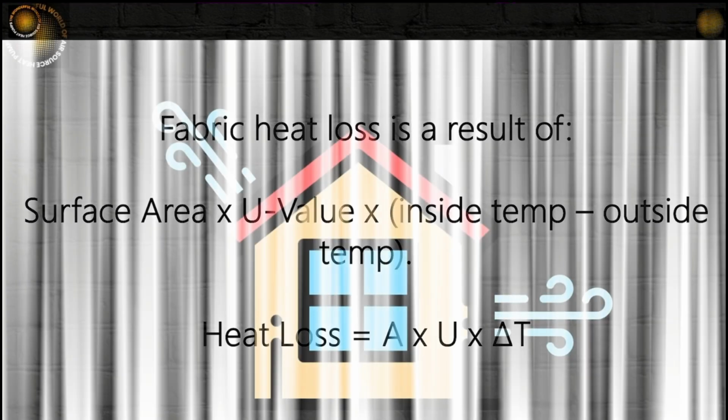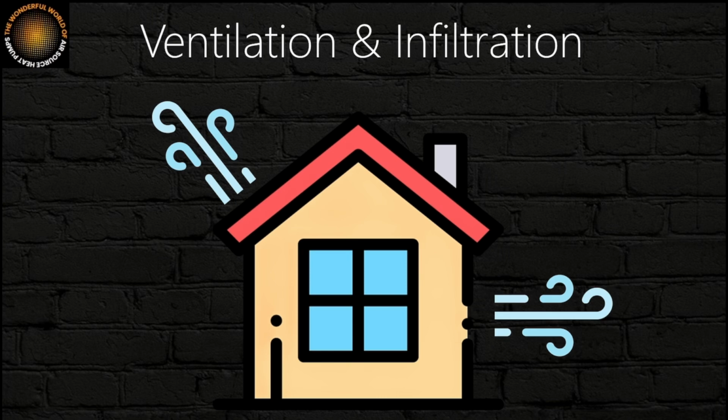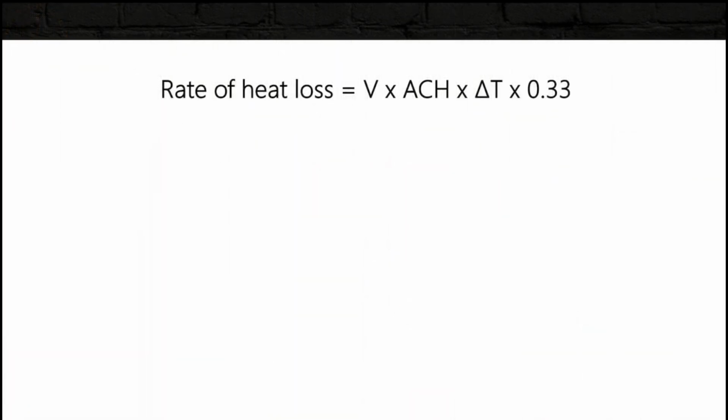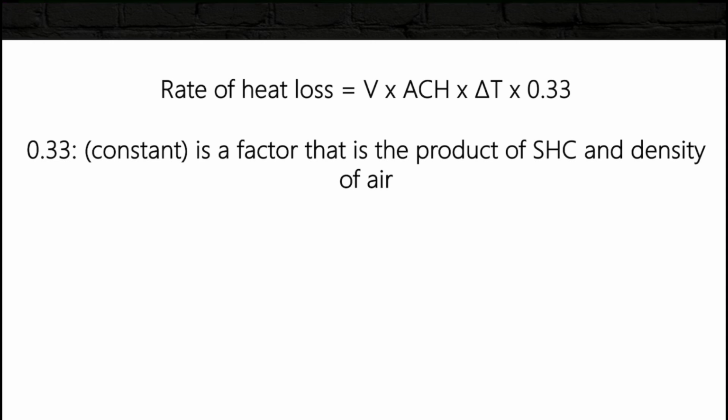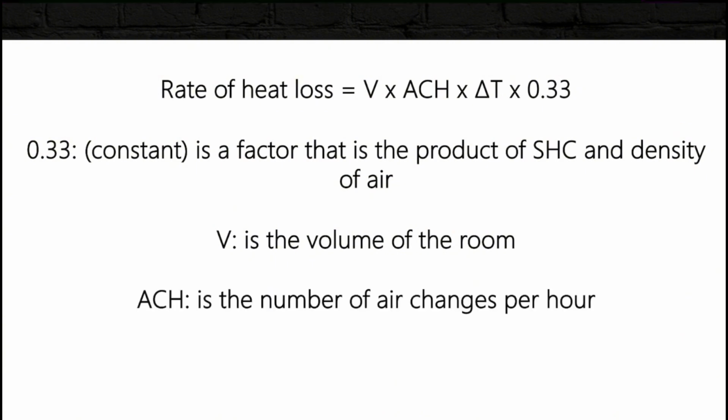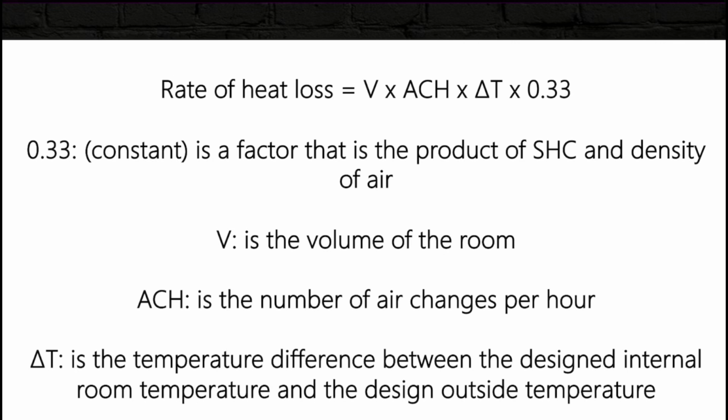We then have ventilation and infiltration losses. Slightly simpler to calculate. These are a result of the volume of the room this time multiplied by the number of air changes per hour, which we'll cover shortly. Again, multiplied by the delta T between indoors and outdoors, and then multiplied by 0.33, which is a constant. It is the specific heat capacity of air. So V is the volume, number of air changes, and the delta T.